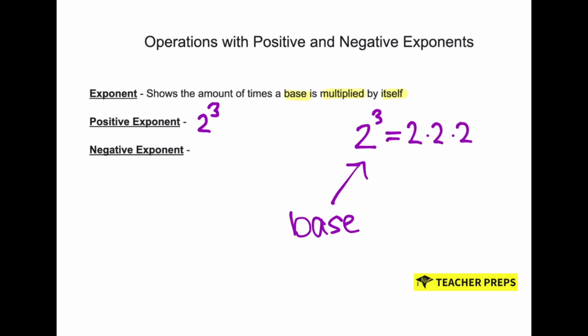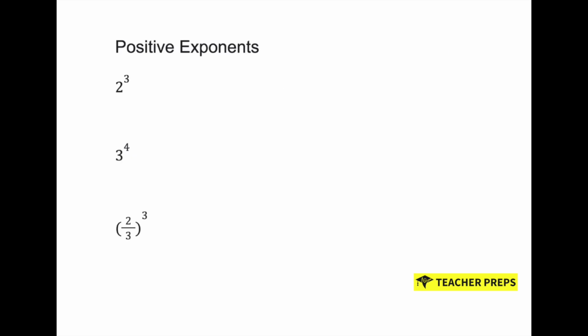Sometimes we have a positive exponent, and other times we have a negative exponent. Let's go through a few examples together. 2 to the third power is 2 times 2 times 2. 2 times 2 is 4, and then 4 times 2 is 8. So 2 to the third power equals 8.